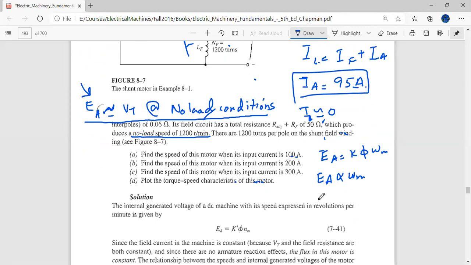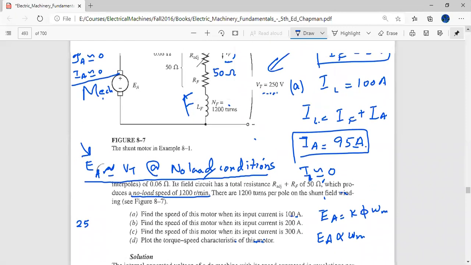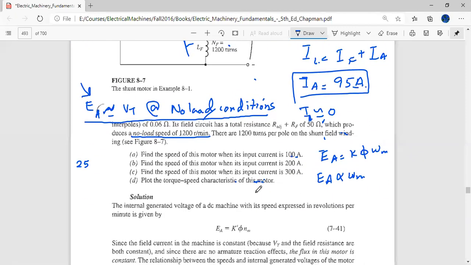In the first case, you know that one operating point is the no load point. At no load point, EA1 is equal to the supply voltage, which is 250 volts. As we have already seen under the unloaded conditions, EA1 is equal to 250 volts, which is VT, and at that point the no load speed was 1200. For the second operating point, you have to find omega 2 when the input current is 100 amperes. So you want to find the value of EA.